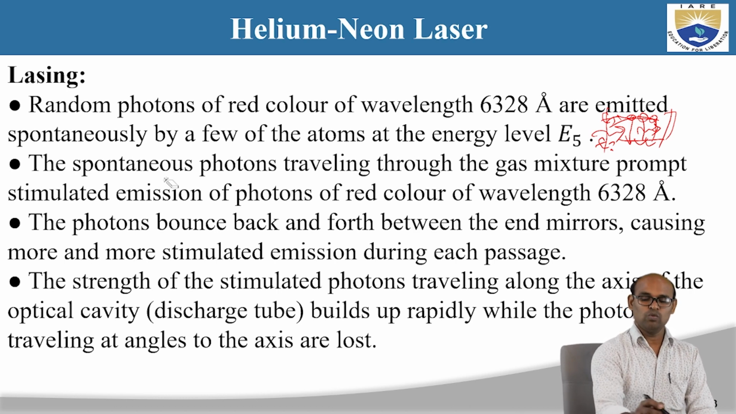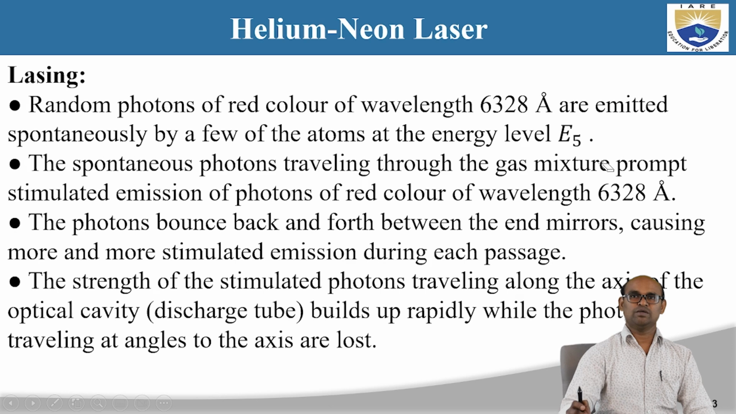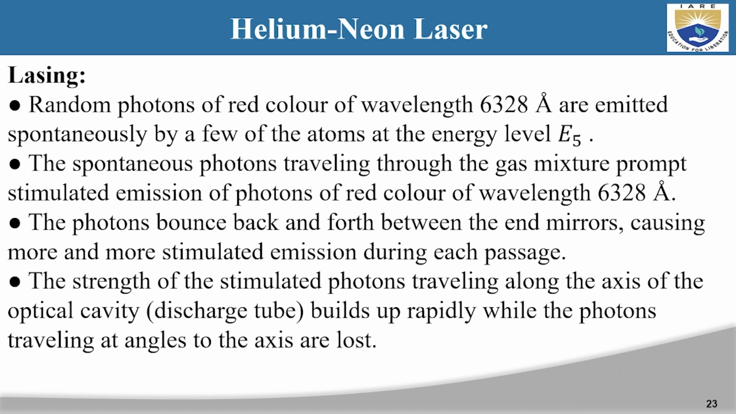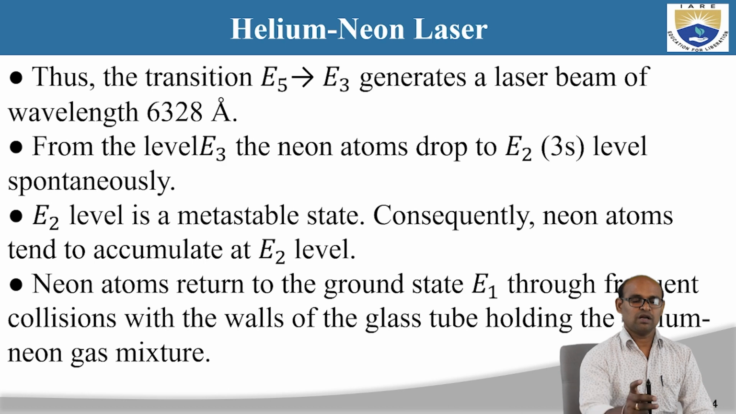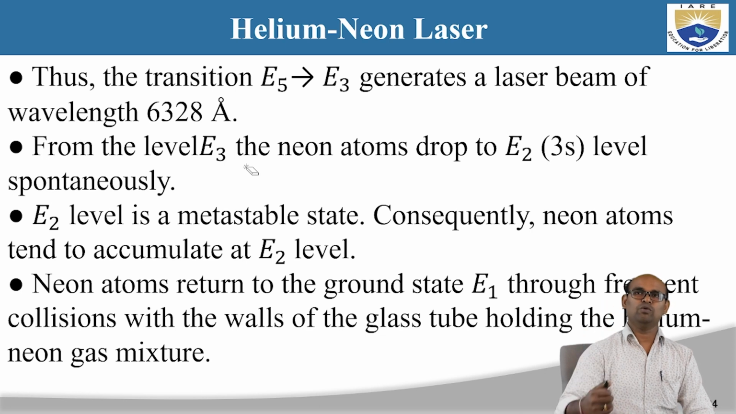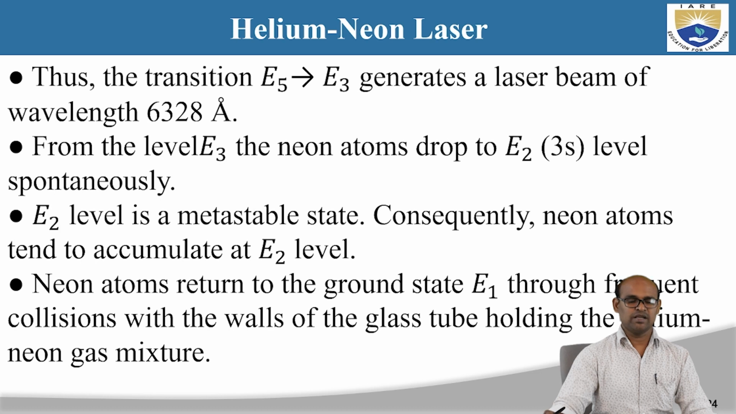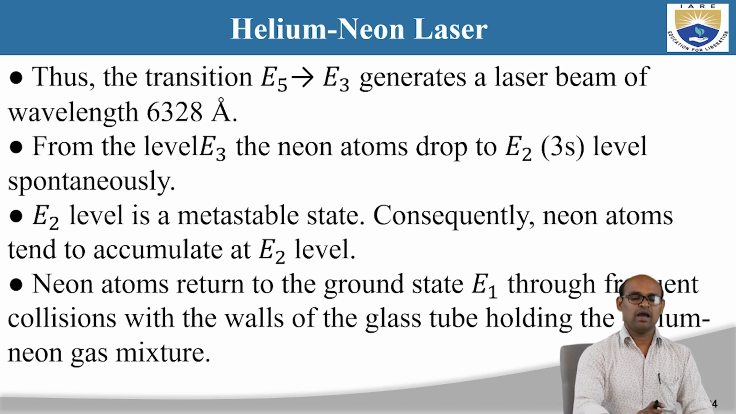Okay. Now, after the spontaneous emission, there is going to be a stimulated emission, and more and more coherent photons are emitted that bounce back because of the mirror. These are going to trigger more and more neon atoms to undergo stimulated emission. So the transition from E5 to E3 generates a laser beam around 6,328 angstroms. As more and more neon atoms undergo stimulated emission from E5 to E3, more coherent photons are generated, and these coherent photons undergo constructive interference, and hence there is amplification of light. The light emitted in the helium neon laser has a wavelength of around 6,328 angstroms.